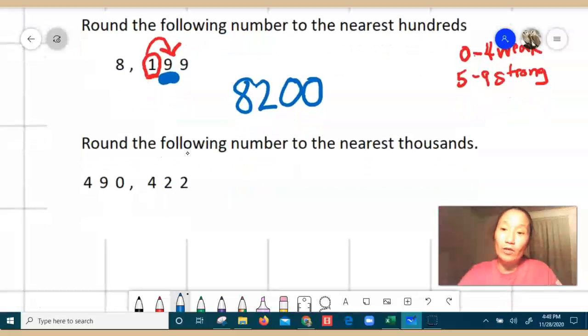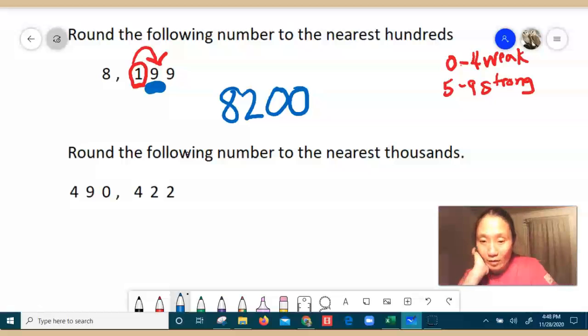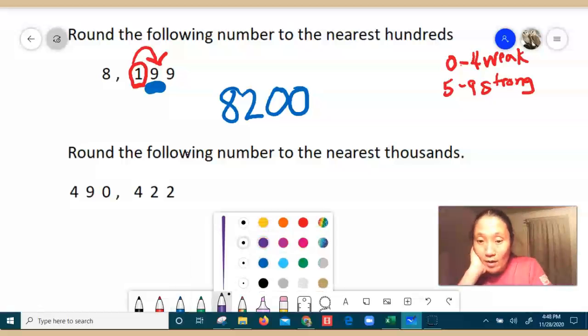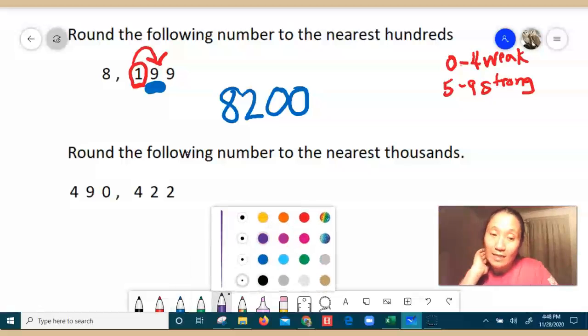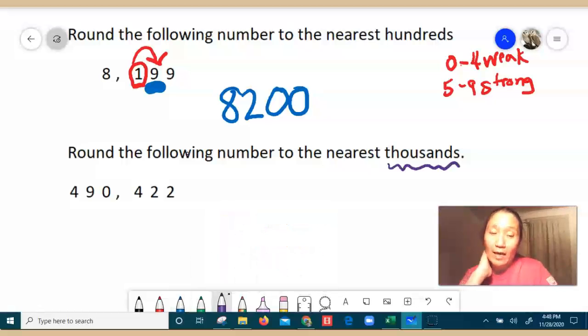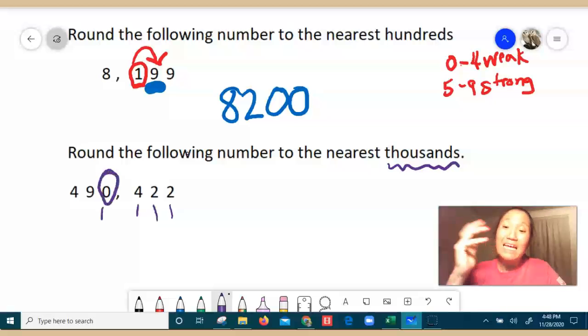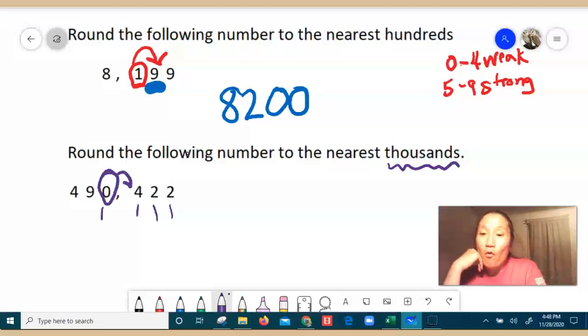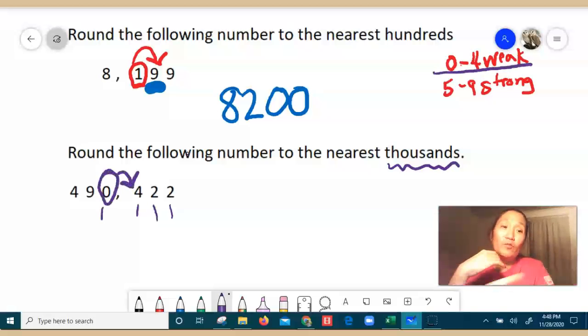So then if we're looking at the number below here, we're going to say, okay, what number is in the thousands? Because that's what we're looking at. So this is ones, tens, hundreds, thousands. We're looking at that number right there. 0 is going to ask 4 for help. And if we look up here, we notice that 4 is weak. If the number is weak, it doesn't help.